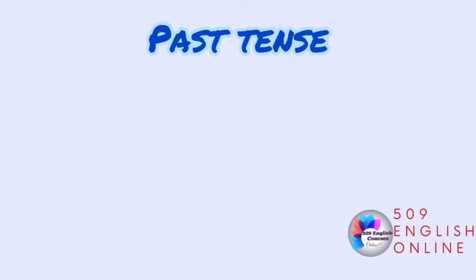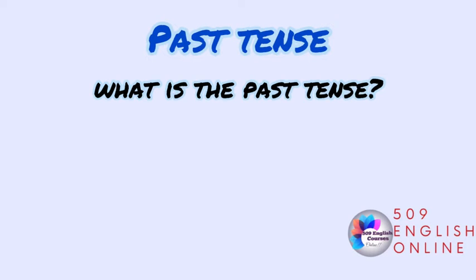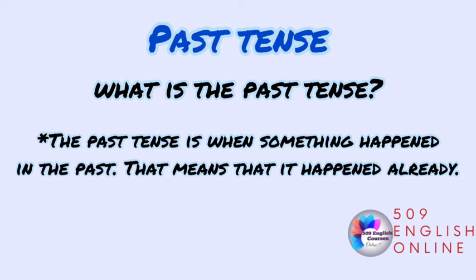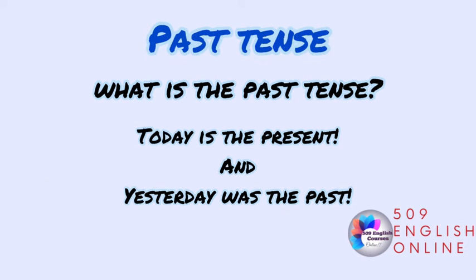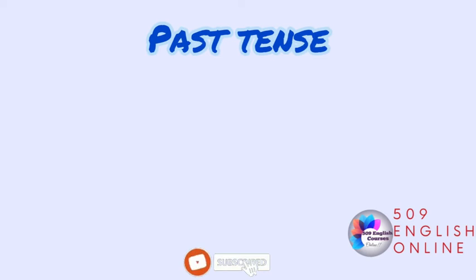Okay, in the last tense lesson, we learned what the present tense is and how to use it in a sentence. In this lesson, we will be doing the same. Okay, so what is the past tense? The past tense is when something happened in the past. That means that it happened already. To better understand, look at it this way. Today is the present and yesterday was the past. Now that we know what the past tense is, we can move on with the lesson.